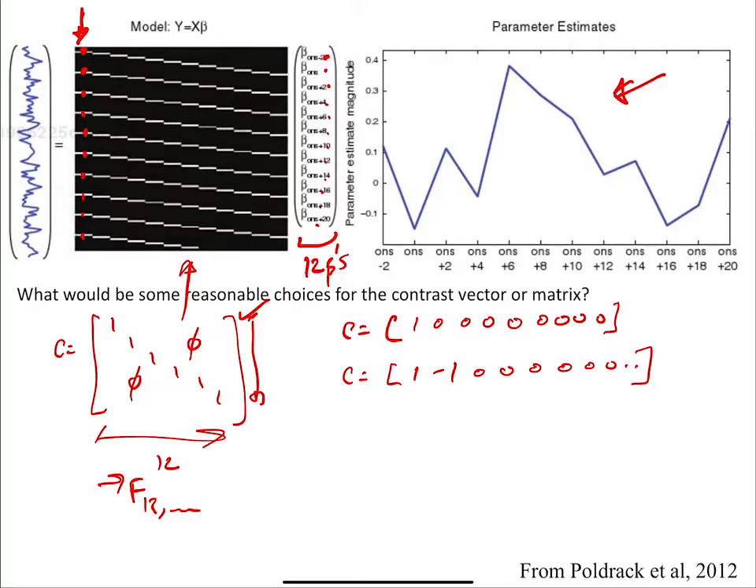How about you guys? What did you guys come up with? We thought about doing maybe a contrast between the highest and the lowest. Yeah. So how would you do that? That's a good question. It would be 0, 1, and then the rest 0, 0, 1, and then the rest 0.